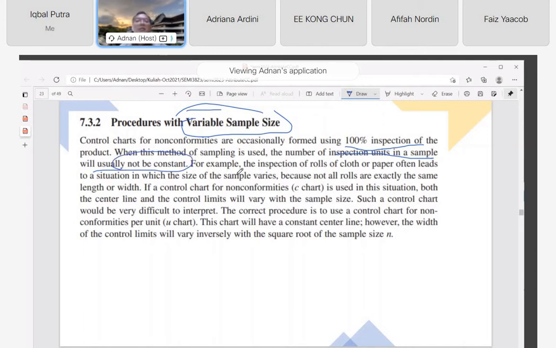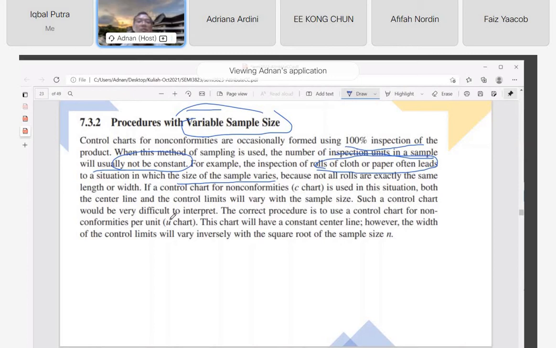For example, inspection of roll of cloth or paper leads to a situation where the size varies. You inspect kain, katakan, inspection paper. So the size of kain panjangnya berbeza. Papers, the boxes maybe size pun berbeza. So what we do here is 100% inspection, but we assume those are one inspected unit, n equal to 1.